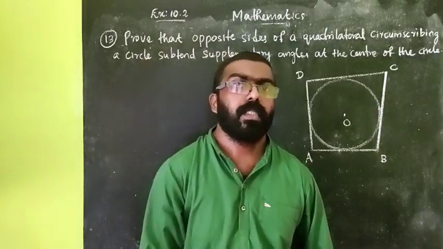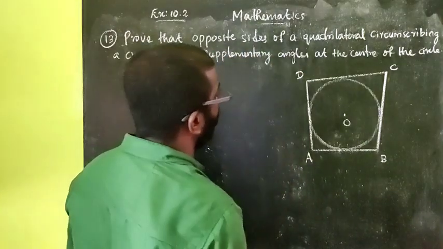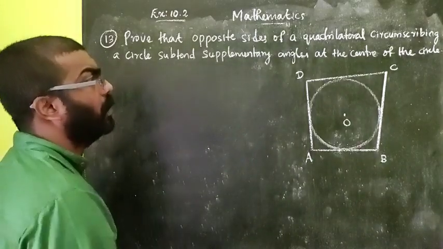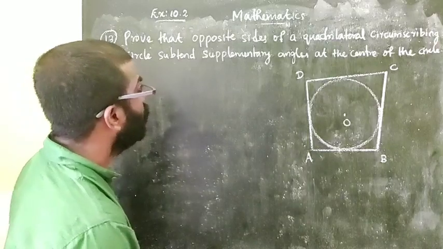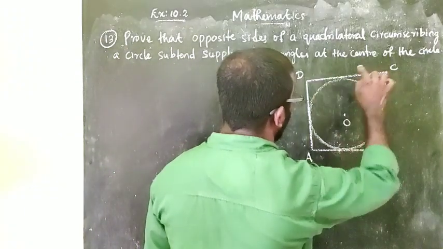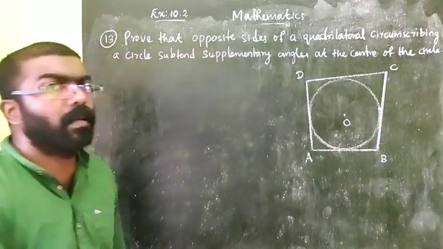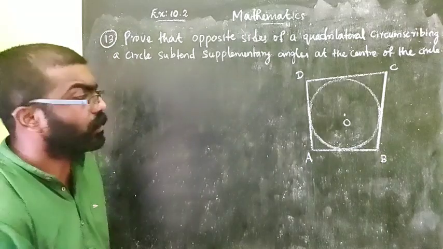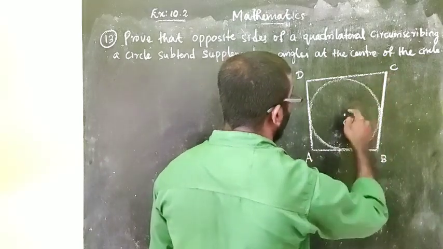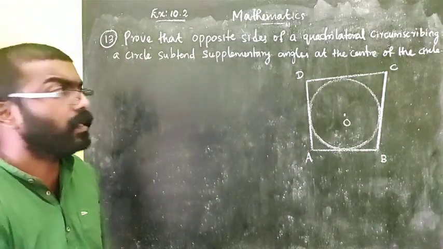Now we move on to the last question in this exercise. Prove that opposite sides of a quadrilateral circumscribing a circle subtend supplementary angles at the center of the circle. So here the opposite sides AB and DC, BC and AD subtend supplementary angles at the center. So we have to join AO, BO, CO and DO in order to get the angle at the center.